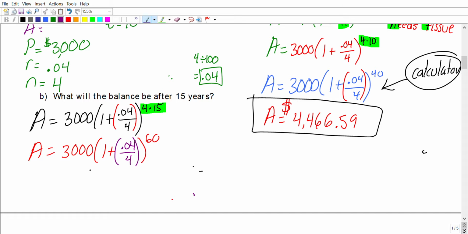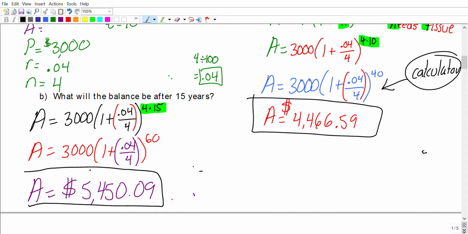And if you type that in correctly, actually you can do second entry. So second enter, and your whole equation should pop back up. You just have to edit the 40, instead of a 40, you're going to put a 60. You should have, for a final answer, $5,450.09. So after 15 years, Ricky should have $5,450 in his bank account.